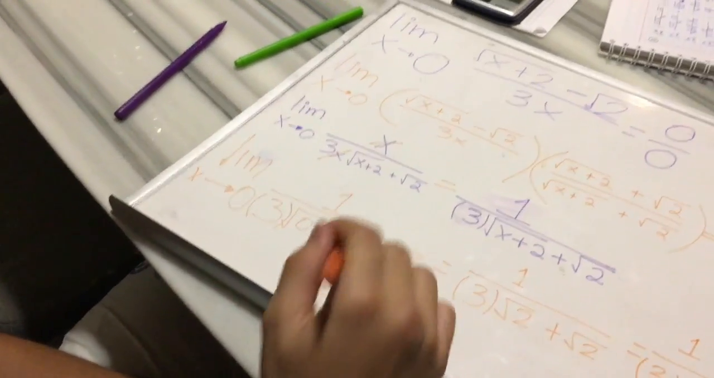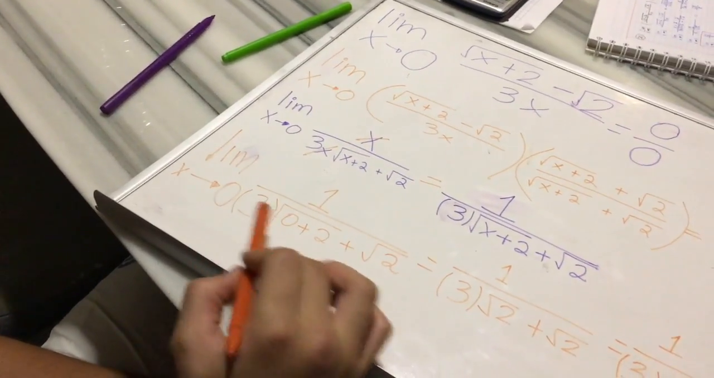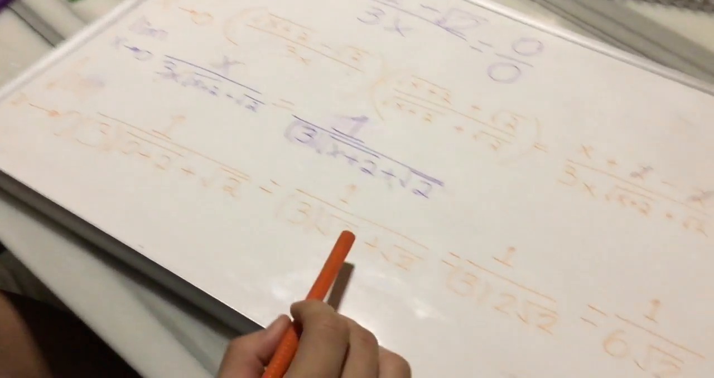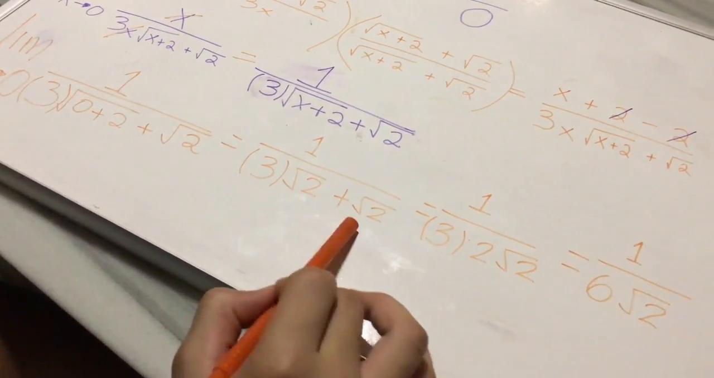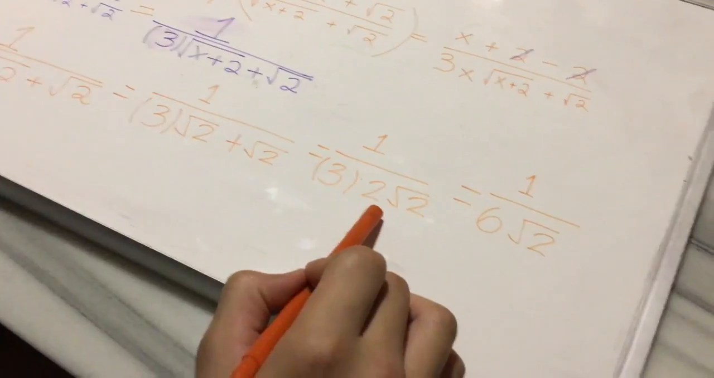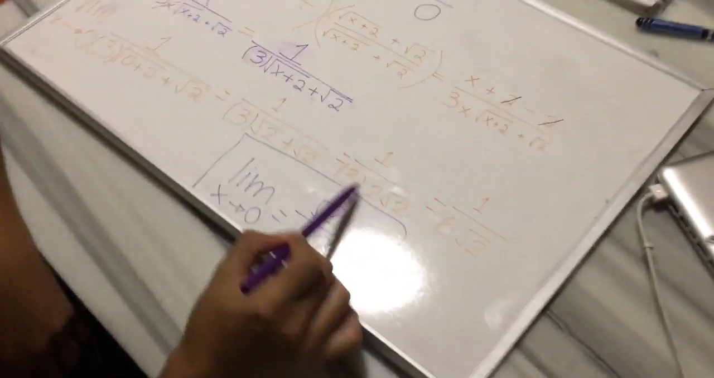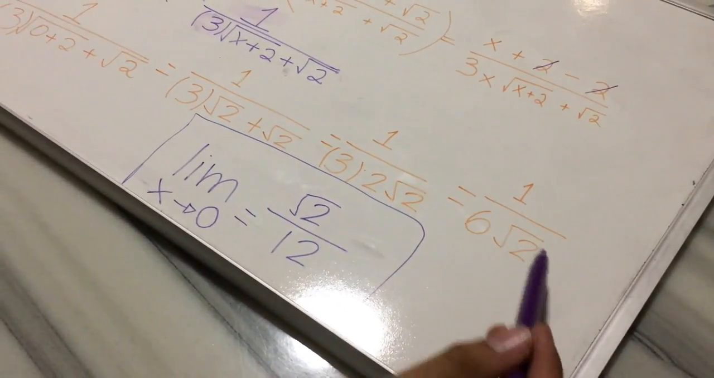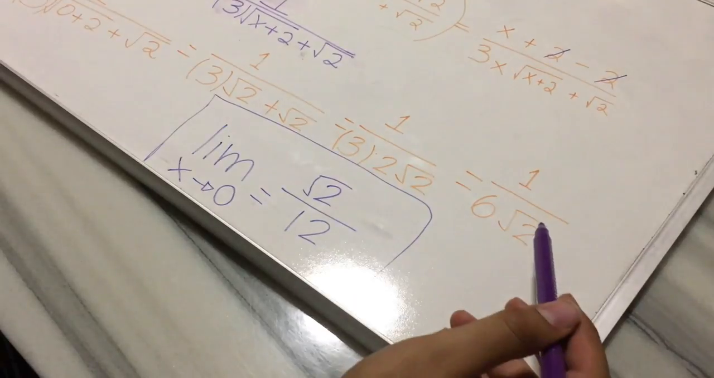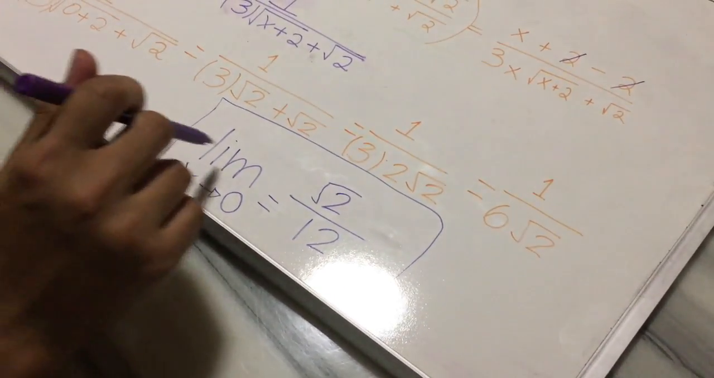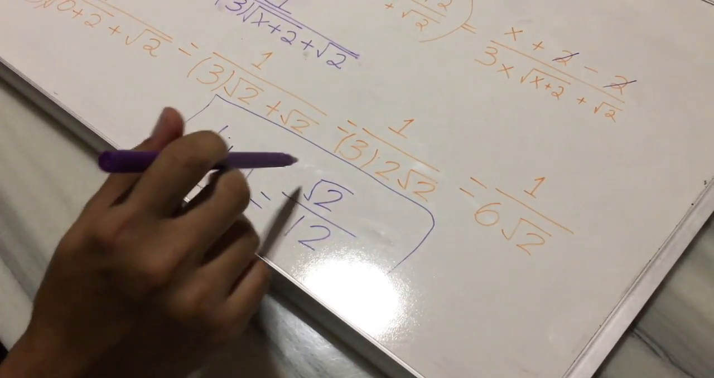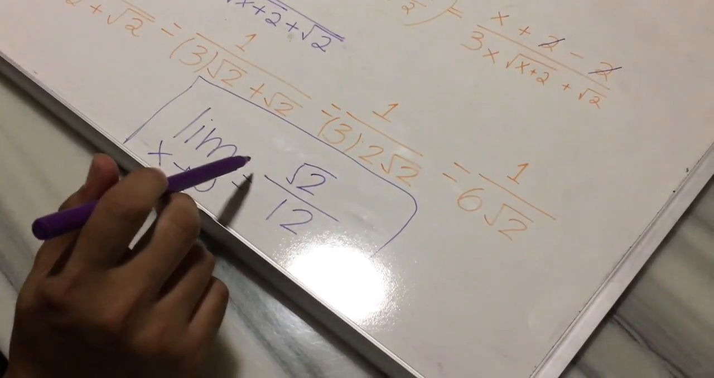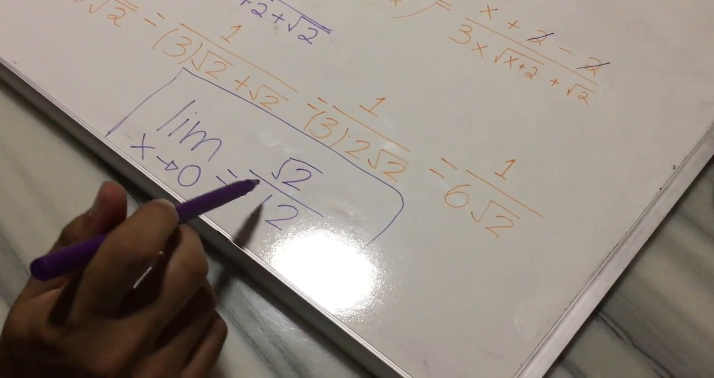In this equation we substitute the 0 for the x, so it gives us this. Then we add these two square roots and it gave us this. By multiplying these, we have this equation, and by simplifying, which is multiplying by the same conjugate, top and bottom, it gives us our final answer, which is limit as x tends to 0, square root of 2 over 12.